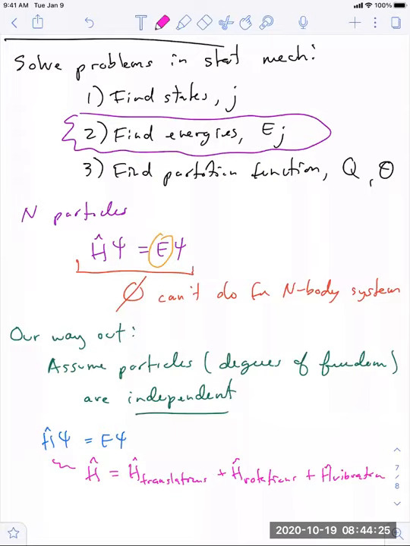And so my assumption here is that the translational Hamiltonian behaves independently of the rotational Hamiltonian and so forth. Again, this could be degrees of freedom, or it could be particles being separated here. The powerful thing is that because I've separated my Hamiltonian, then by definition, I've separated the energy as well. So the total energy of the system can be broken up just like the Hamiltonian.